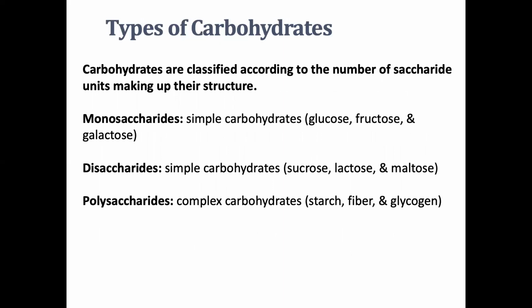Carbohydrates are classified according to what they look like chemically, okay? Monosaccharides are single ring sugars. Examples include glucose, fructose, and galactose. Disaccharides are double rings, 2 single rings hooked together. Examples include lactose and sucrose. And polysaccharides are longer chains, so 3 or more. And those include things like starch and fiber and glycogen, okay? There's other types of polysaccharides too.